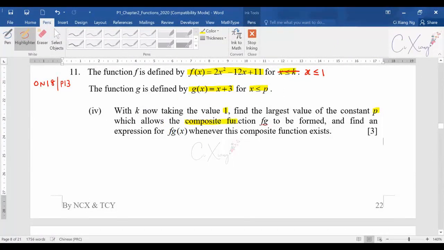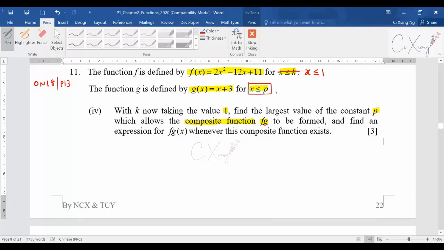So here they also give you the keyword. They want you to form the composite function, and they want to know, if they want to form the composite function, what is the value of p that they should have. So you see the words composite function, and the p is related to the domain or range in our composite function. Then generally you should use the idea that we learned just now.